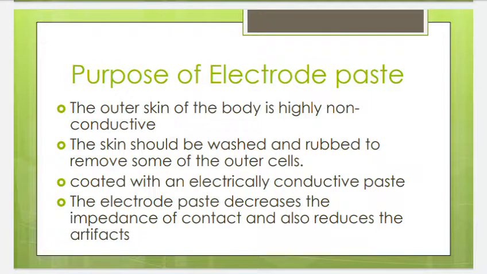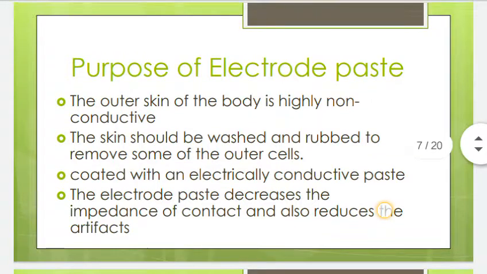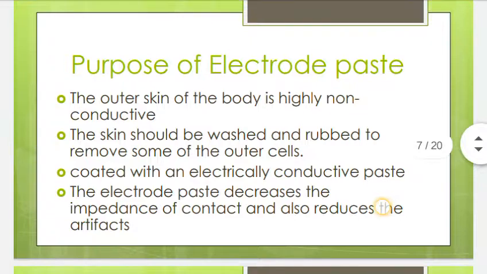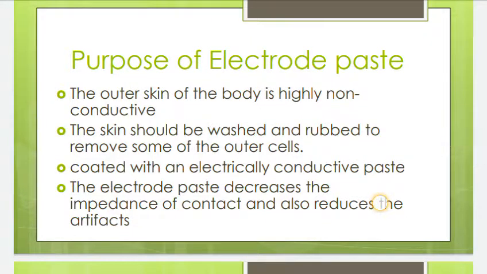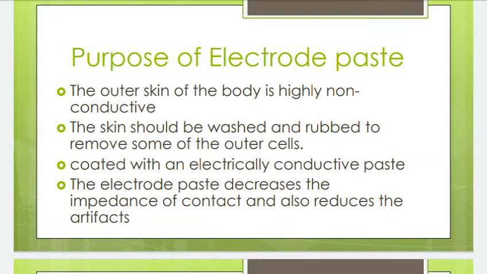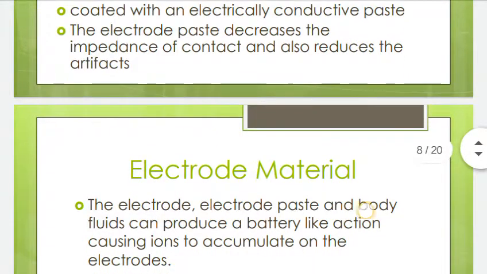What is the purpose of the electrode paste? We all know the outer skin of our body is highly non-conductive, right? So the skin should be washed and rubbed to remove the outer cells, and that portion is coated with an electrically conductive paste. This paste is called electrode paste, and it decreases the impedance and also reduces the artifacts. I hope you understand.